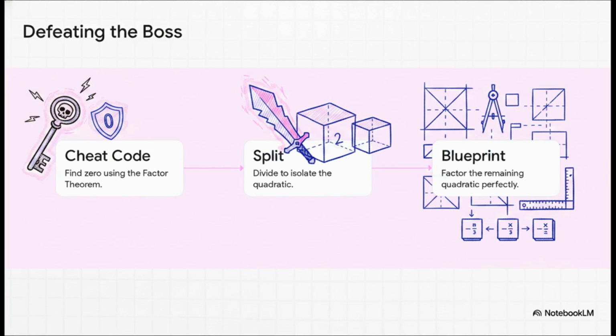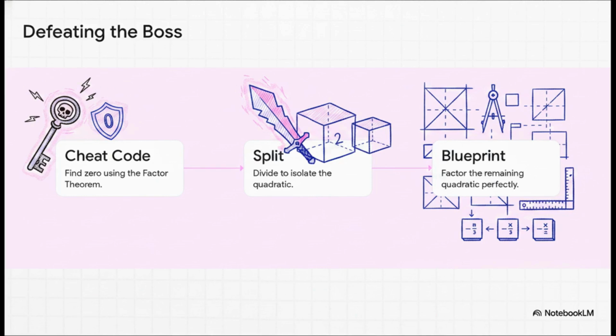Okay, step 1. We deploy our instant cheat code. We test factors of 120 and instantly find that plugging in a 1 gives us exactly 0. Boom! By the factor theorem, x minus 1 is officially our first factor. Step 2. We divide our massive polynomial by x minus 1, which seamlessly splits it down to a much more manageable quadratic, x squared minus 22x plus 120.